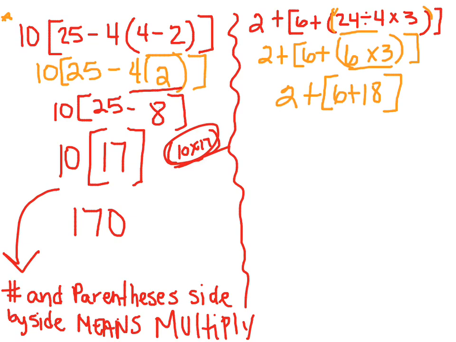Okay, now 2 plus bracket, 6 plus 18. So I'm going to add 18 plus 6. I solved that, so now all I have to do is bring down the 2 and the plus, and 2 plus 24 is 26. So what I want you to focus on is that the first thing I did inside the parentheses was the multiplication and division, and that division came first. Okay? Division came first, and that's okay.